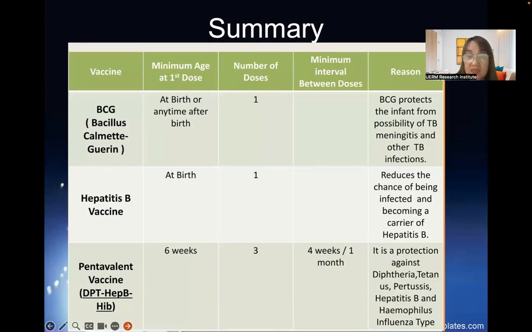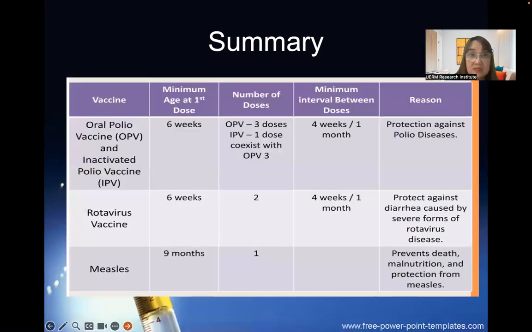So it protects against the diseases. The oral polio vaccine, or the OPV, and the inactivated polio vaccine, the minimum age for the first dose is at 6 weeks. The number of doses are OPV 3 doses, IPV 1 dose, and the minimum interval between doses is 4 weeks or 1 month. So it protects against polio diseases.